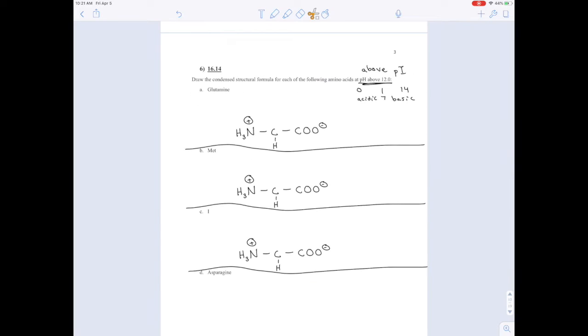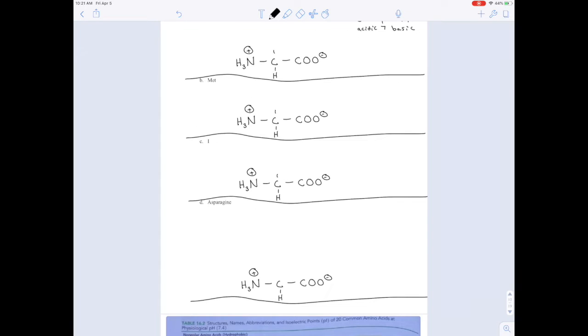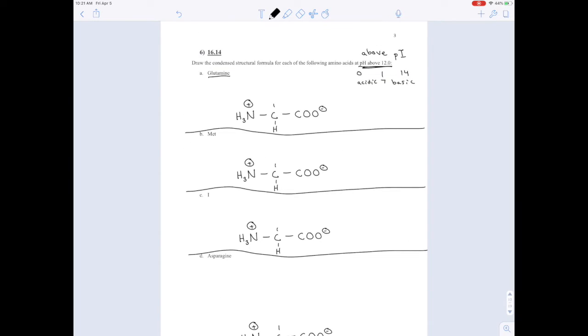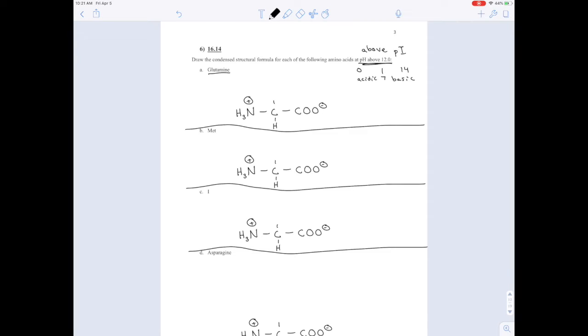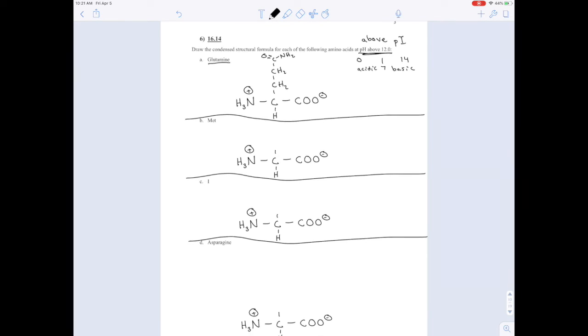Okay, now we can add in the R groups. Those are the ones coming in on top. And we'll start with glutamine. In the case of glutamine, you can see it in the sort of middle right there. It's a polar amino acid with a neutral R group, CH2, CH2, and then an amide. So CH2, CH2, and then carbon double bonded to oxygen, single bonded to NH2, amide. And that's glutamine at its PI.